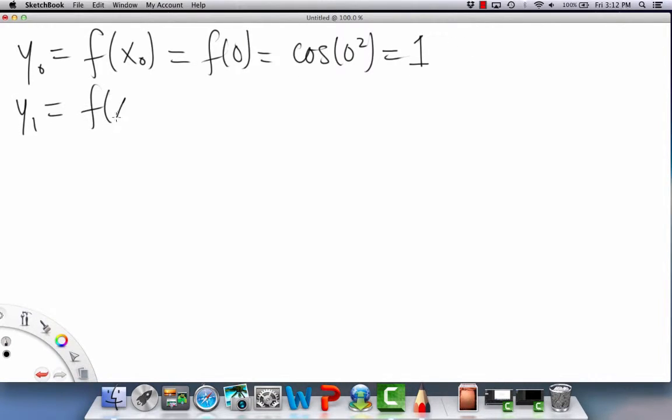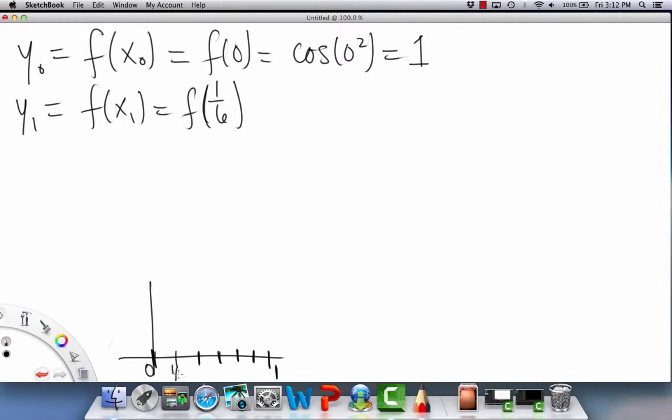So then we have f of x1 equals f of, and x1 is now going to be 1 over 6, right? That's our next point on our interval, our next mini interval. So a is 0, and then let's say 1 is over here. 3, 4, 5. Okay, so 1 is here. And then our little intervals, because they have to be even, 2 over 6, 3 over 6, 4 over 6, and 5 over 6. And the last one is just 6 over 6, which is 1. So these are all the points that we have to evaluate f of x at.